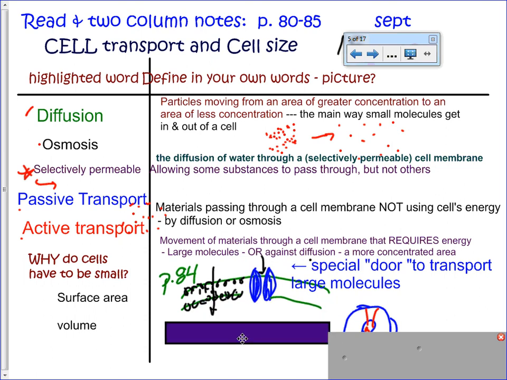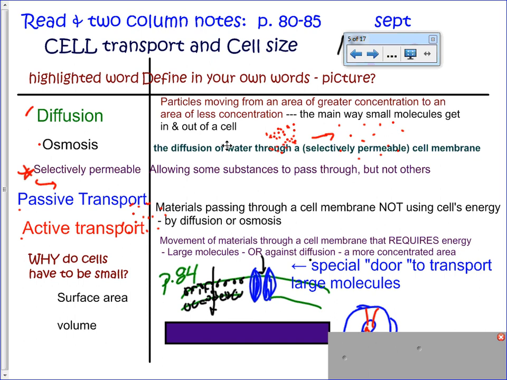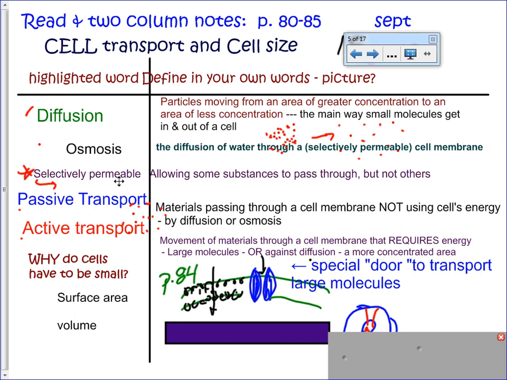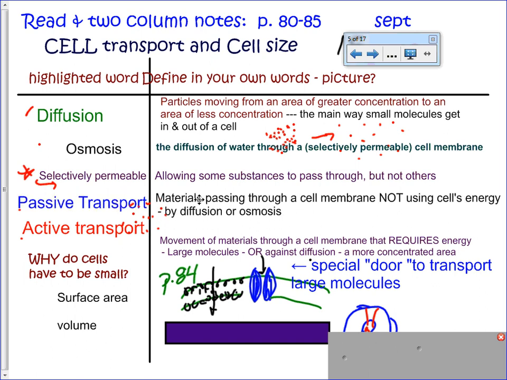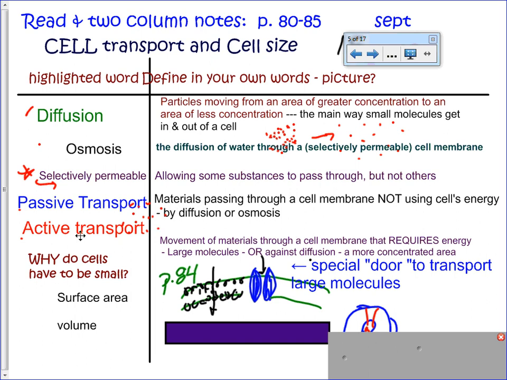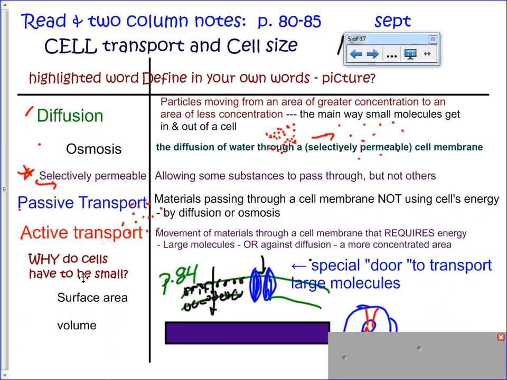So diffusion: particles moving from an area of greater concentration to an area of lesser concentration until it evens out. And this is the main way that substances get in and out of cells. Osmosis is the diffusion of water through a selectively permeable membrane, or through the cell membrane. Selectively permeable means it allows some substances to pass through but not others. Passive transport: materials pass through not using the cell's energy, so diffusion or osmosis. Active transport: movement of materials that does require energy.